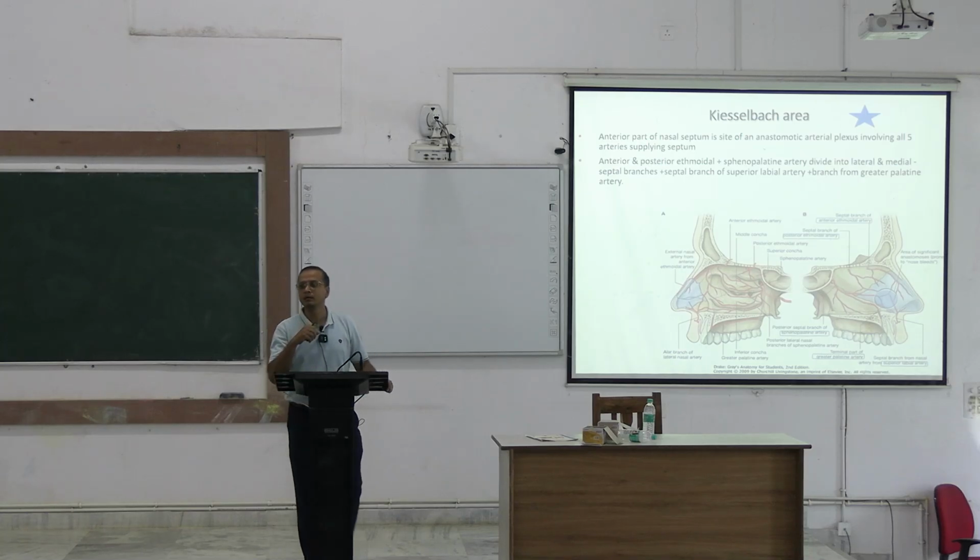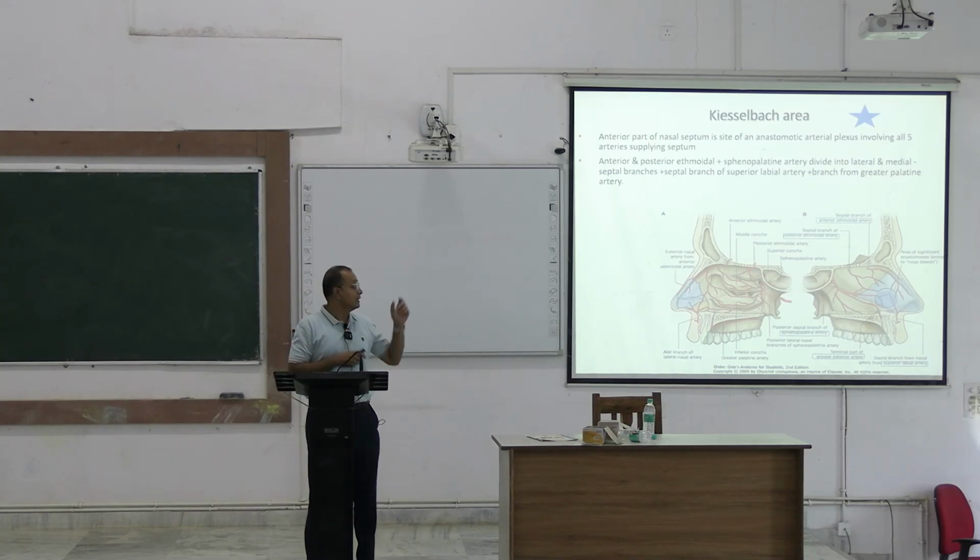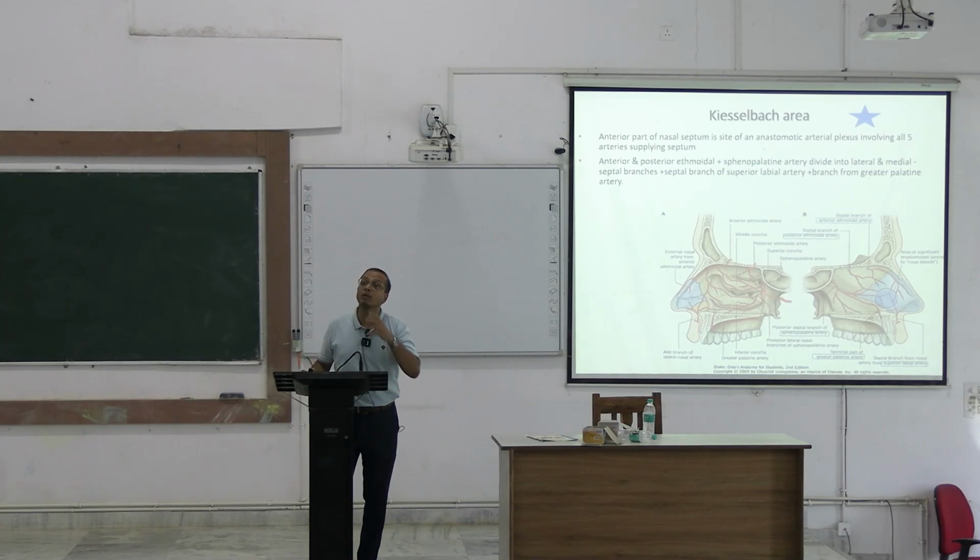What is the importance of it? Six different branches of arteries come here, making a conglomeration, that means a union, which we call anastomosis, on the anterior-inferior wall of the nasal septum. This point is prone to ulceration or rupture.